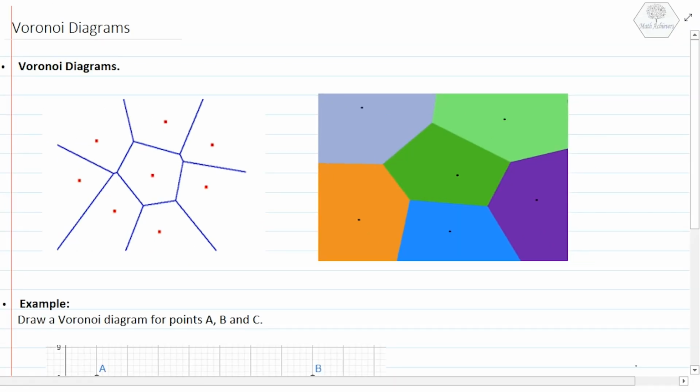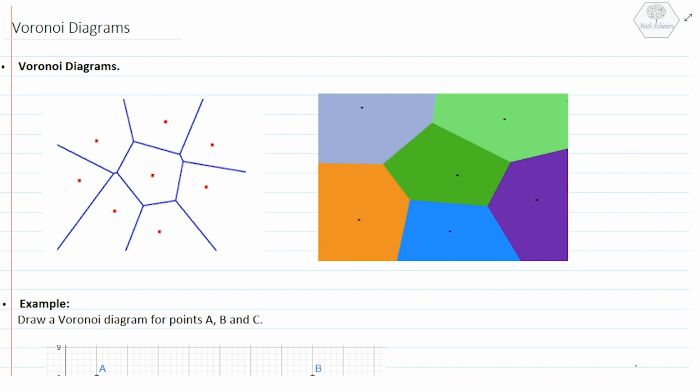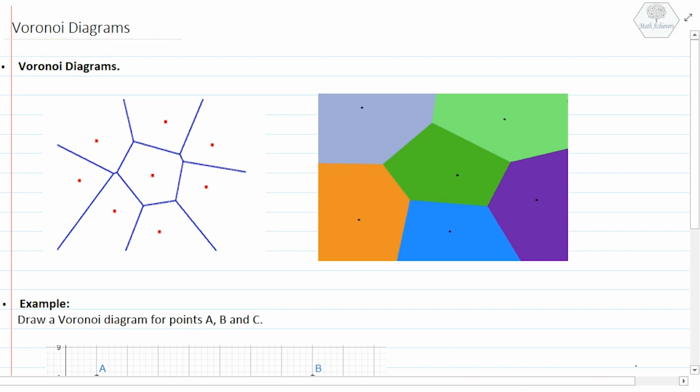Hi, our lesson now is about Voronoi diagrams. Let's first understand what's meant by Voronoi diagrams. A Voronoi diagram is like this map.